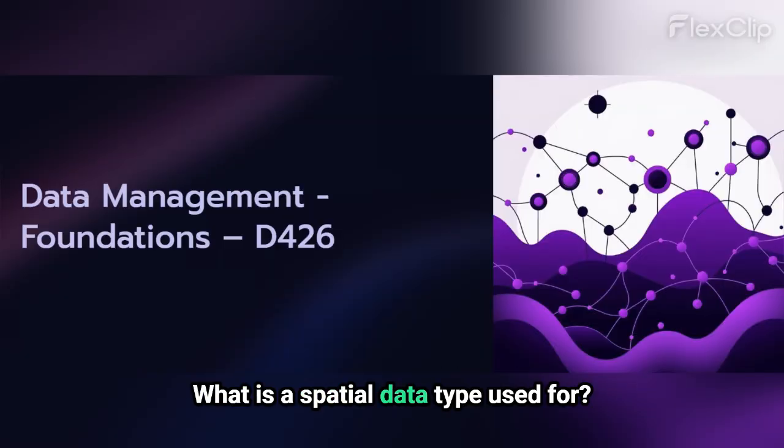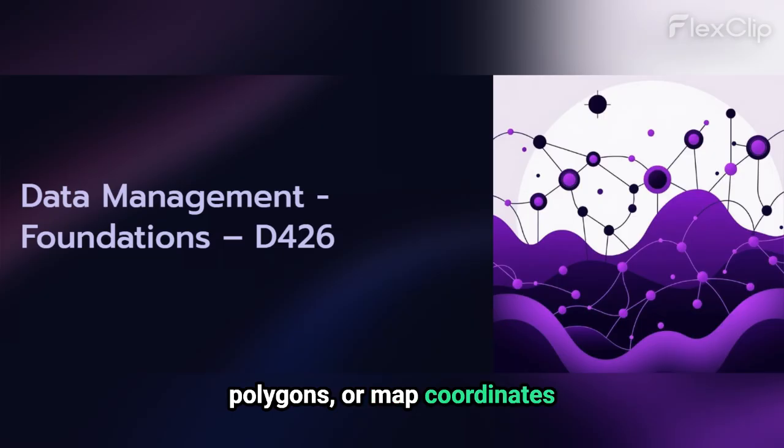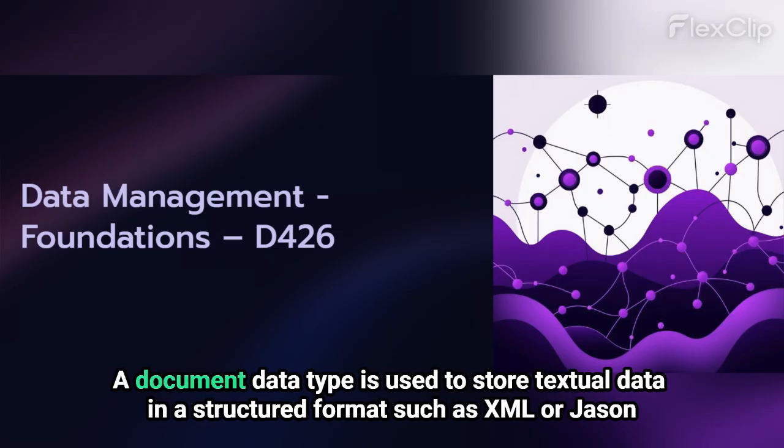What is a spatial data type used for? A spatial data type is used to store geometric information, such as lines, polygons, or map coordinates. What is a document data type used for? A document data type is used to store textual data in a structured format, such as XML or JSON.